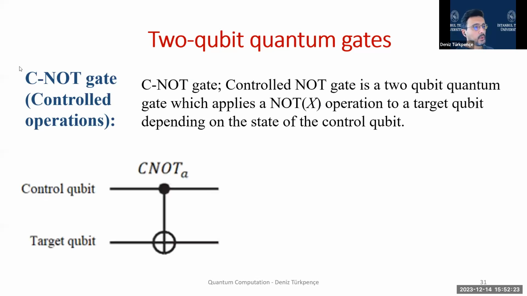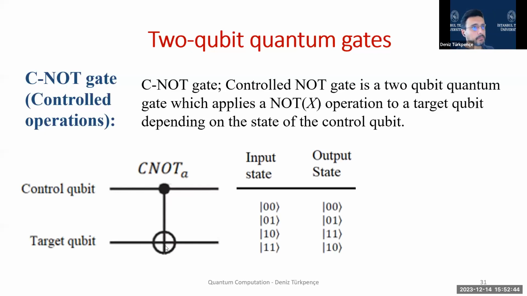So the circuit symbol of a CNOT gate is the following. This qubit is a control qubit. Let's call it qubit A. CNOT A means this A qubit controls the target qubit. So this qubit is a target qubit. And it applies in the following manner. This is the first qubit, and this is the second. The rule is the following.